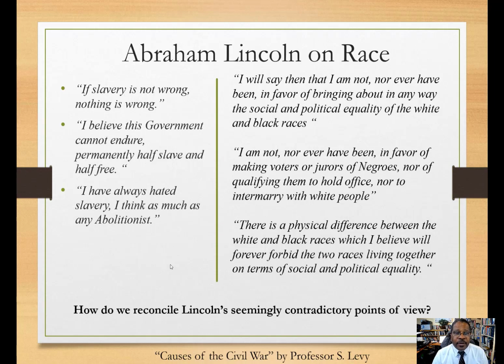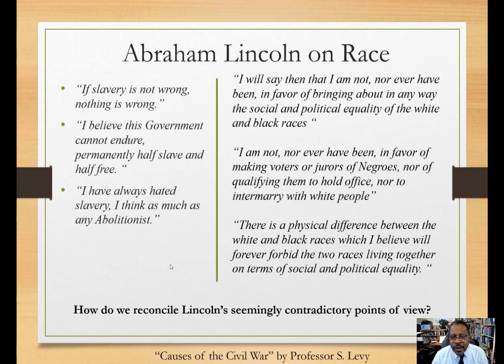Yet his best friend, Joshua Speed, is a slave owner. His wife, Mary Todd, comes from a slaveholding family. So he hates slavery, but he doesn't hate Southerners. Right? His best friend, his wife, he was born in Kentucky, a slave state, although he and his family never owned slaves. But it's not as though he hated people who did. He saw that as just a difference of opinion.